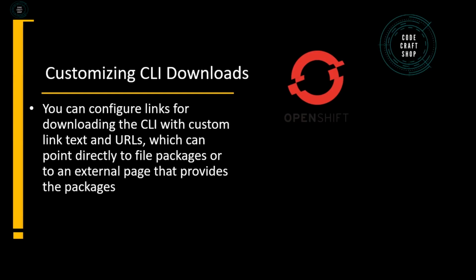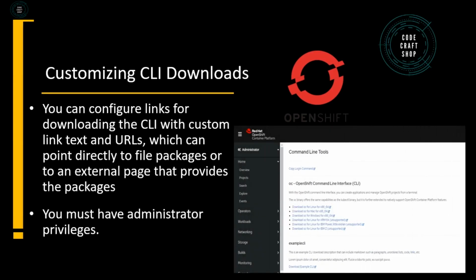There is one prerequisite for customizing downloads, which is that we should have administrator privileges. So if you can see on the screen, this is the page where we can customize all the download links for all the CLIs or other software that are required in an organization, and anybody who can log into the OpenShift cluster can use those links to download the software.